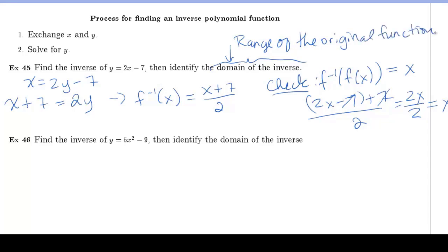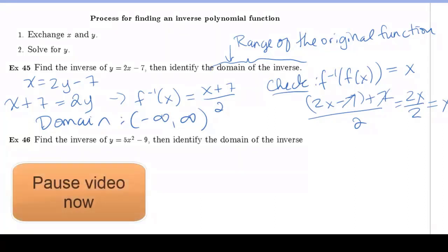So again, this original function had a domain of all reals and a range of all reals. No matter what you plug in, you're going to get some number on the number line from negative infinity to infinity. And so in this case, our domain is just negative infinity to infinity. Again, all real numbers. I want you to pause the video here and try the next example.